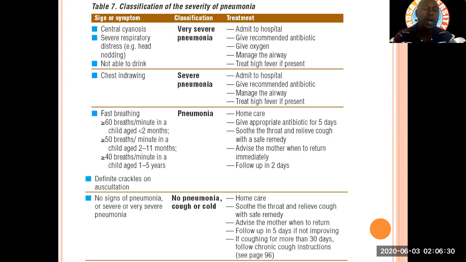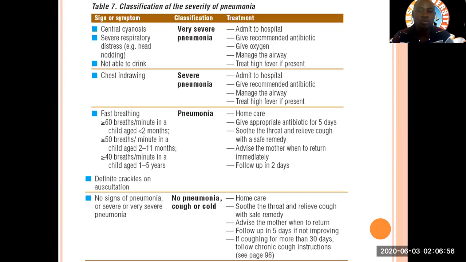If you look at the table, it has been nicely divided on the signs that will give you an indication to say this is a very severe pneumonia, and the management that is supposed to be done is on the right side. The second part there is severe pneumonia, and you know that they will present with chest indrawing. You admit to hospital, and you give the recommended antibiotics, the antibiotics that I talked about as I was introducing the management.